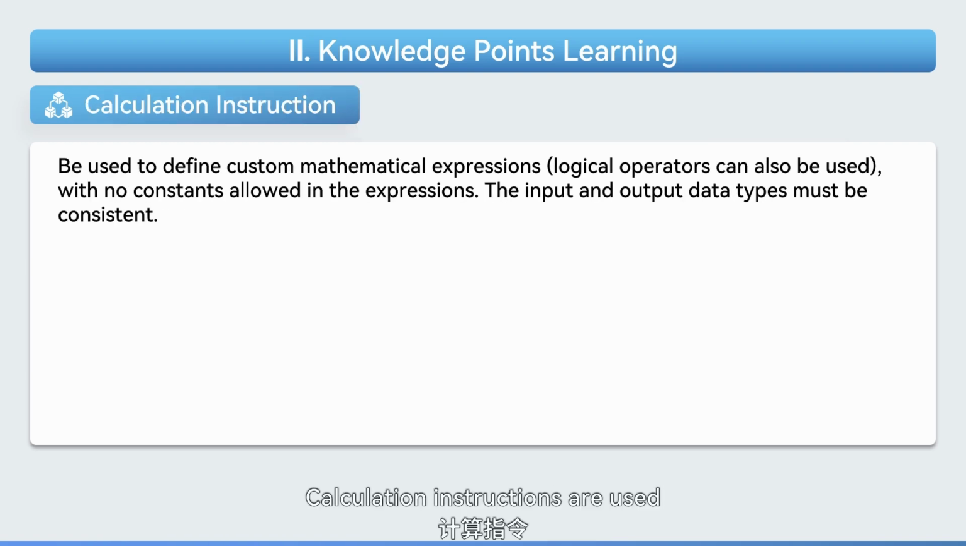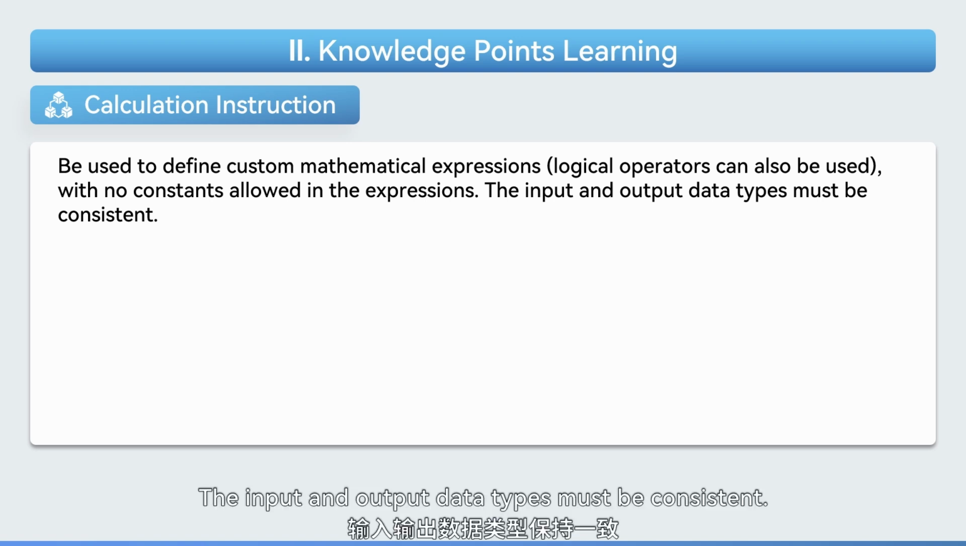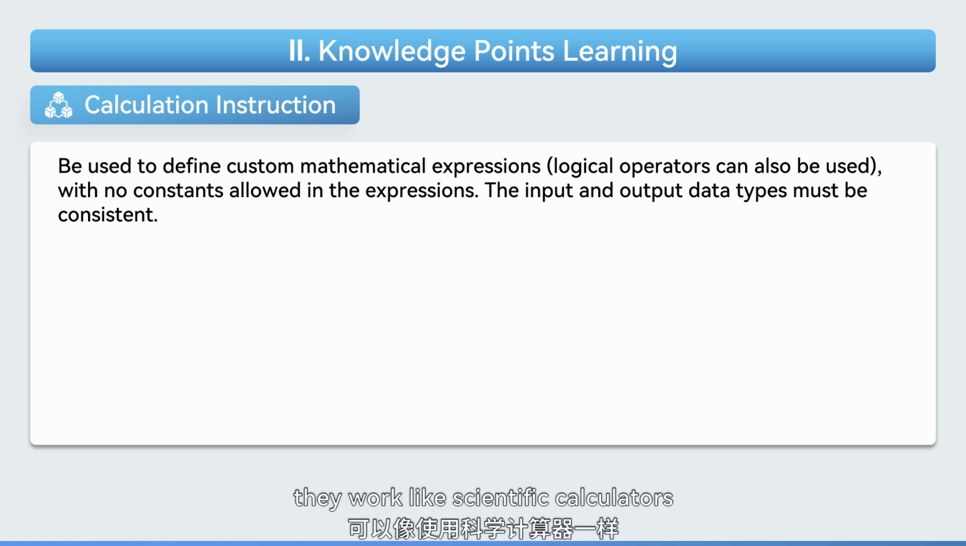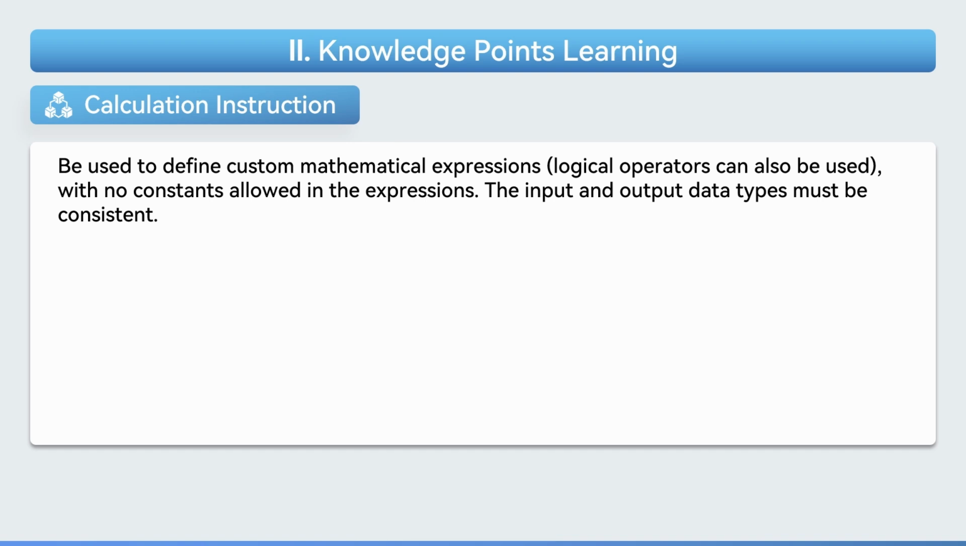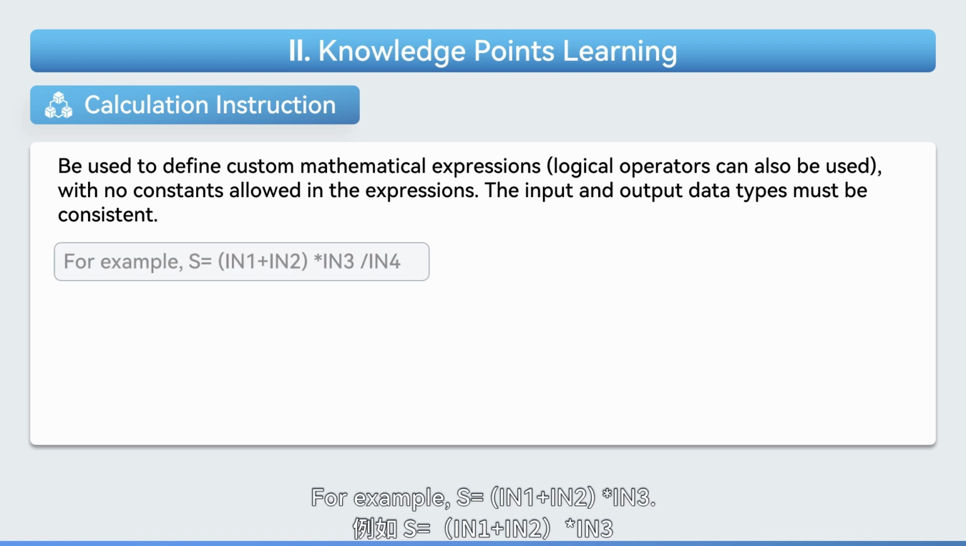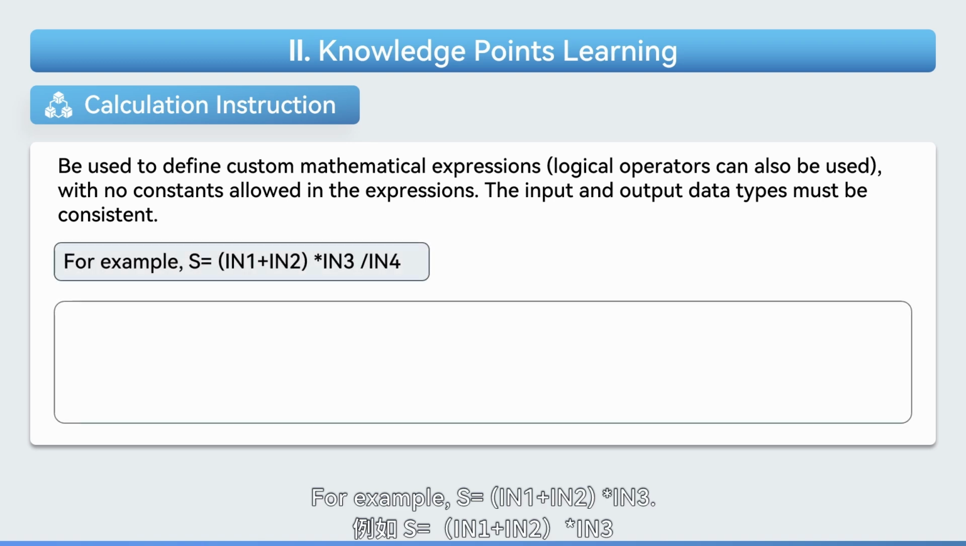Calculation instructions are used to define custom mathematical expressions. Logical operators can also be used, with no constants allowed in the expressions. The input and output data types must be consistent. Calculation instructions are very convenient to use. They work like scientific calculators where you set the input variables and directly enter the calculation steps to get the result. The expression is displayed in the middle box. For example, S equals IN1 plus IN2 times IN3.